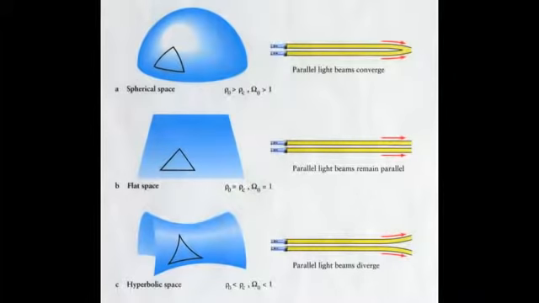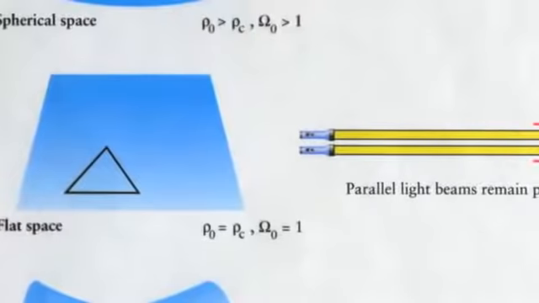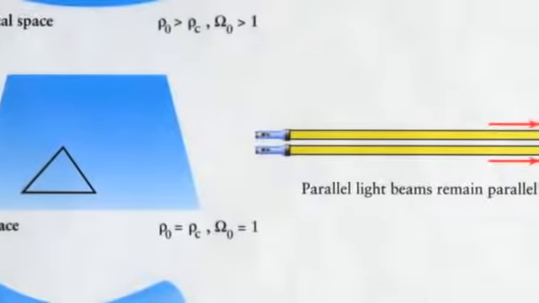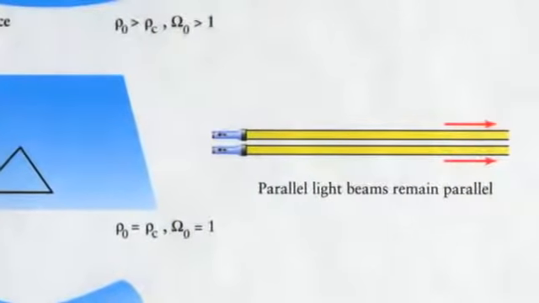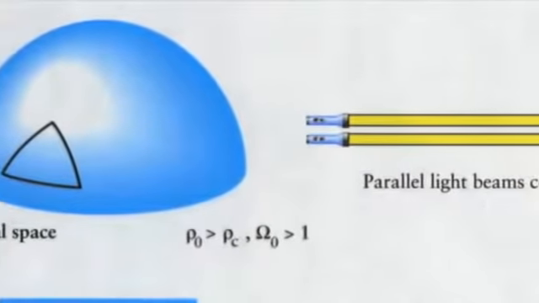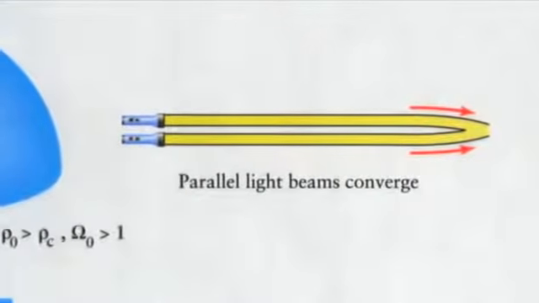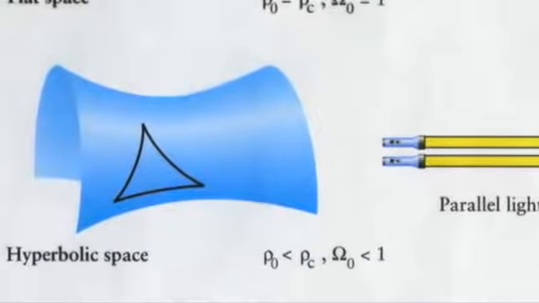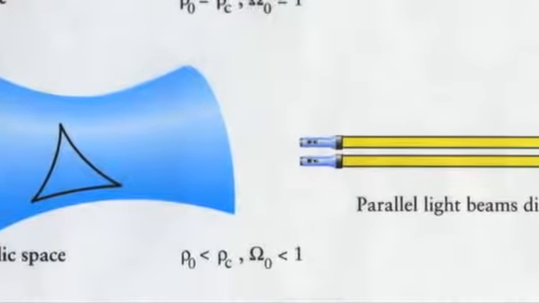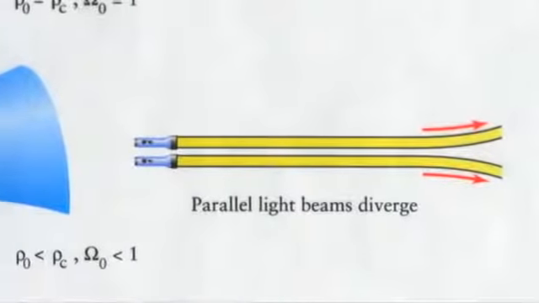To understand this relationship, all we need is basic geometry of triangles. On a flat surface, all angles in a triangle add up to 180 degrees, and parallel lines remain parallel. On a positively curved surface, like a sphere, they add up to something greater than 180, and parallel lines converge. A surface with a negative curvature, such as a saddle, the three angles add up to less than 180 degrees, and parallel lines diverge.